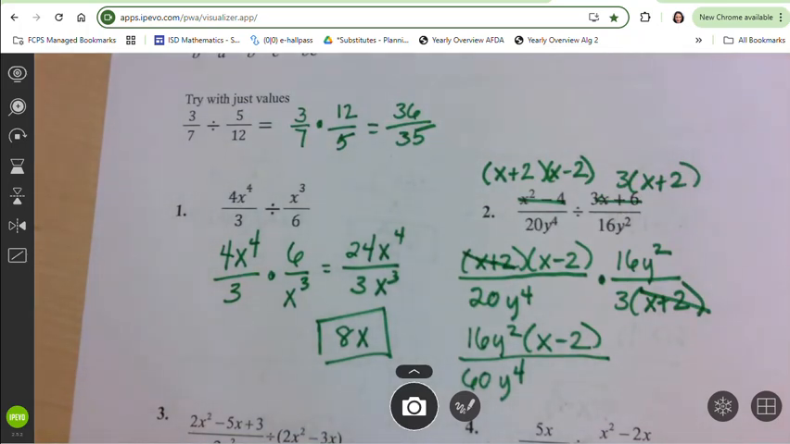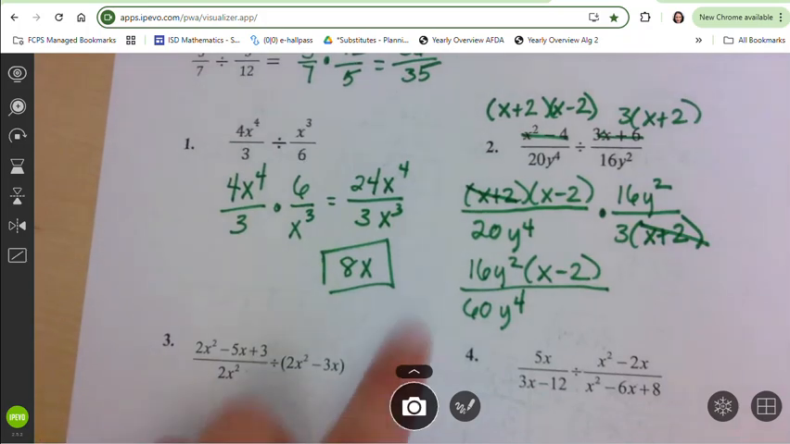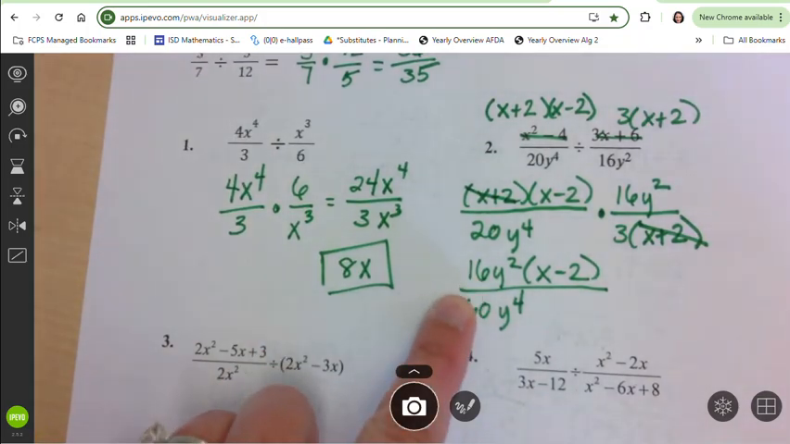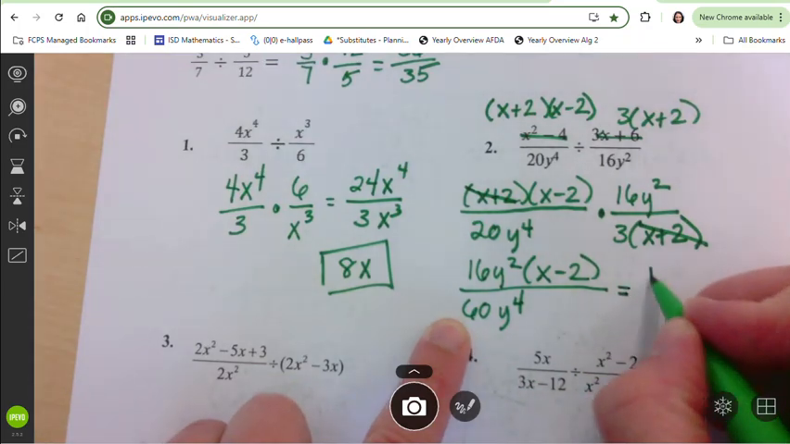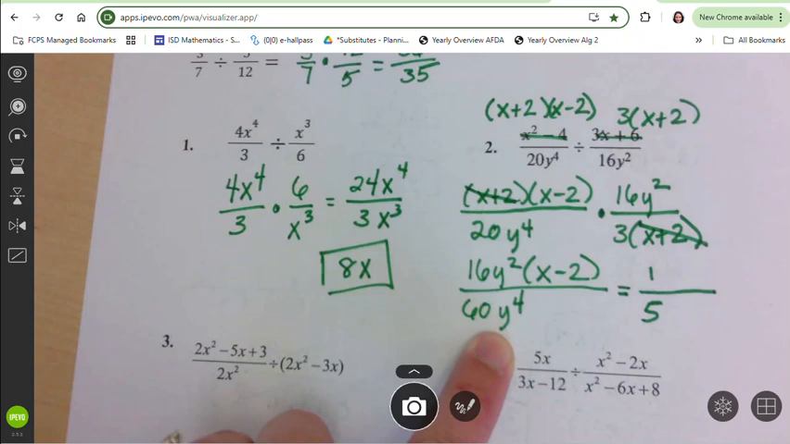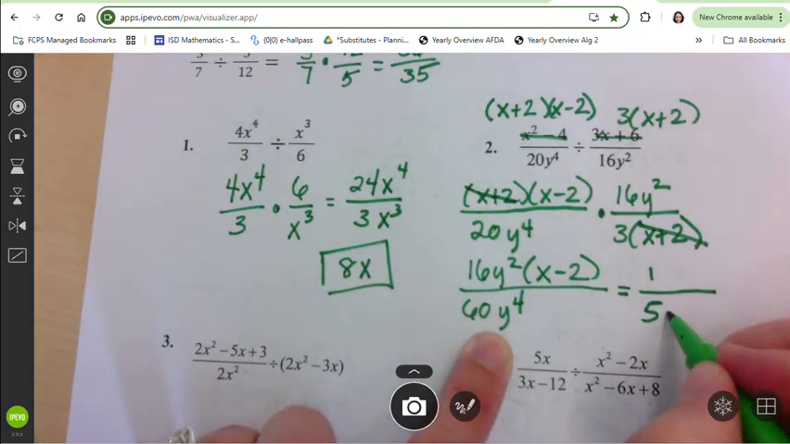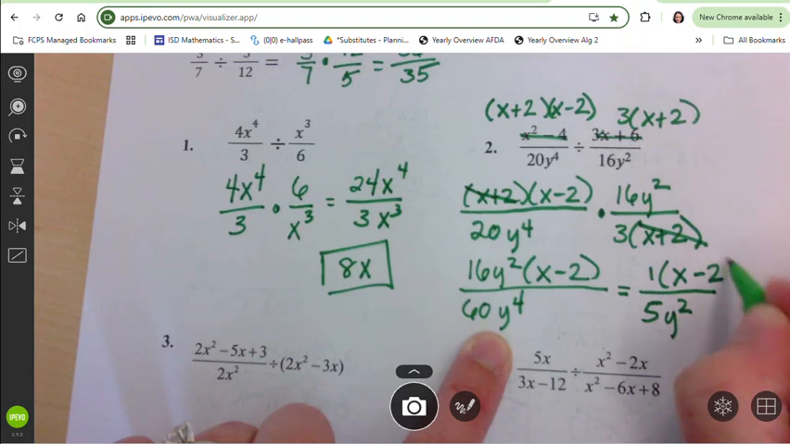Okay, 16 over 60, they both divide by 16. So I think this is going to become 1 over 5. When I subtract my exponents for the y's, I get y squared. Do they go on the top or on the bottom? They go on the bottom, right, because there's more y's on the bottom. So my y squared's on the bottom. And then my x minus 2 is on the top.